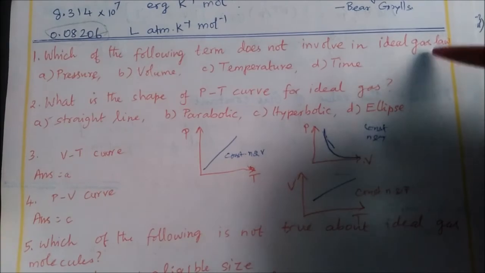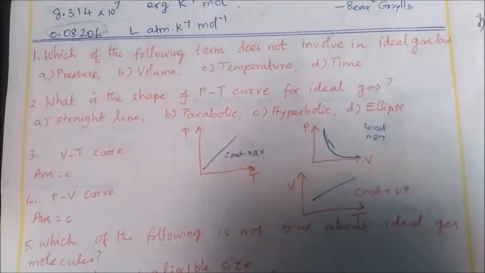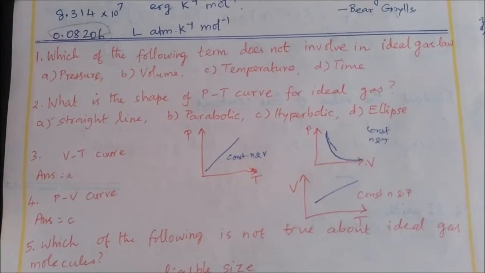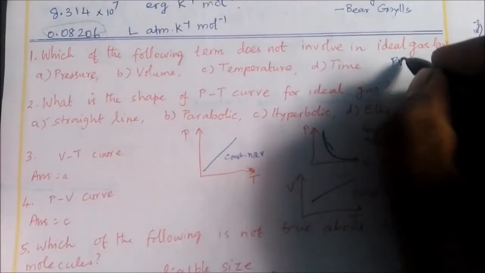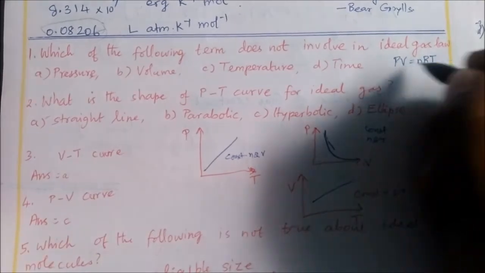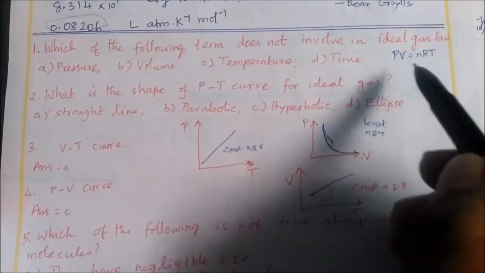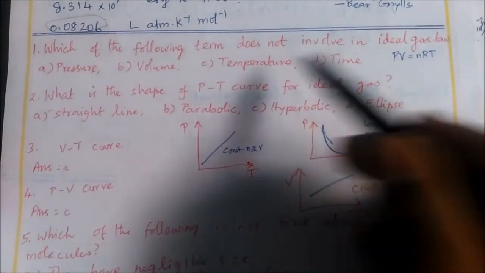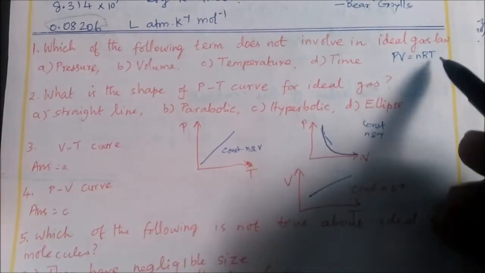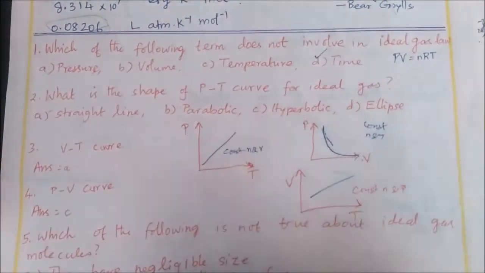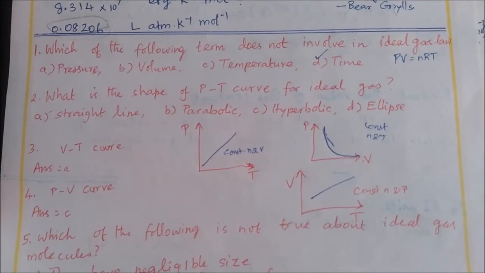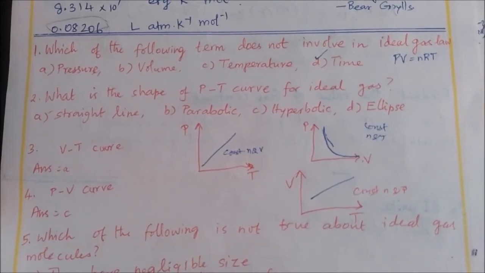So first we should know what is the ideal gas law. The ideal gas equation is PV equals nRT, or PV is proportional to RT. P is pressure, V is volume, and temperature we have here, but we don't have the variable of time. So time is not present in the ideal gas equation. So D is the answer.